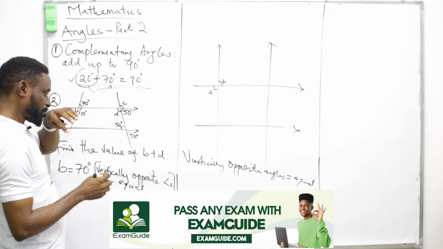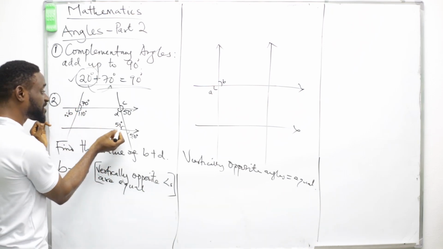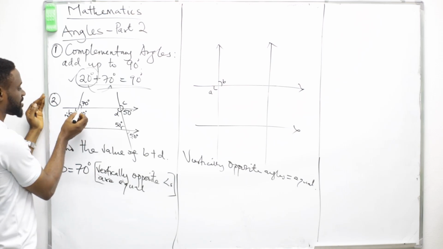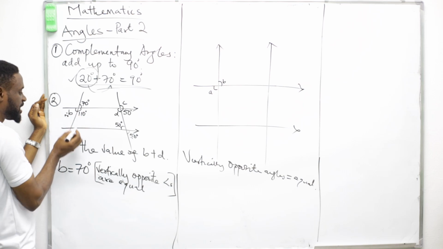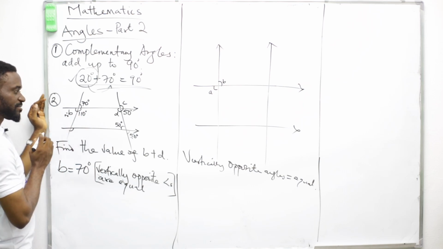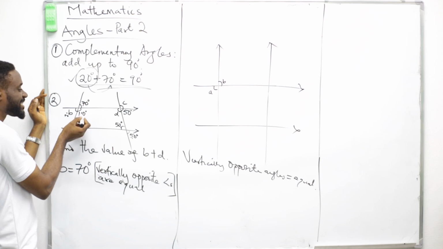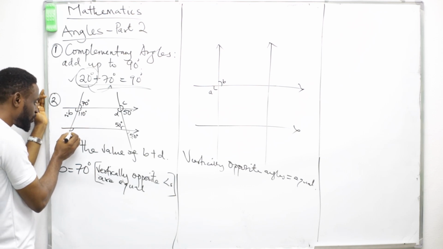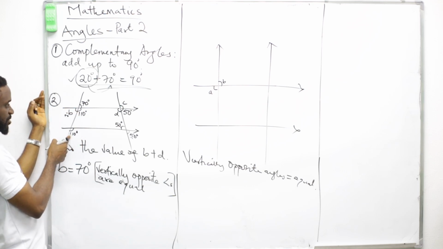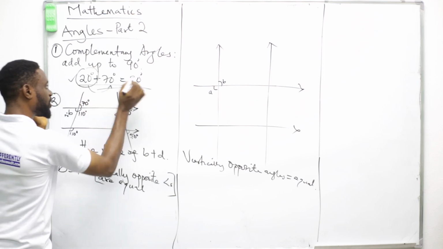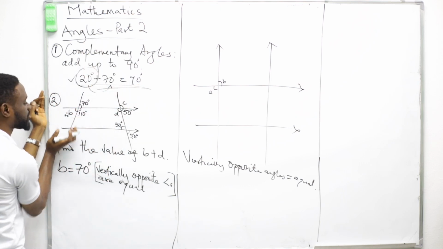This place will be 50 degrees. If we also come down here and look at this place, this place is corresponding to this place. Do you get the point? So if this place is 110, it means here also will be 110. This corresponds. Any other angle going this way should be 110.